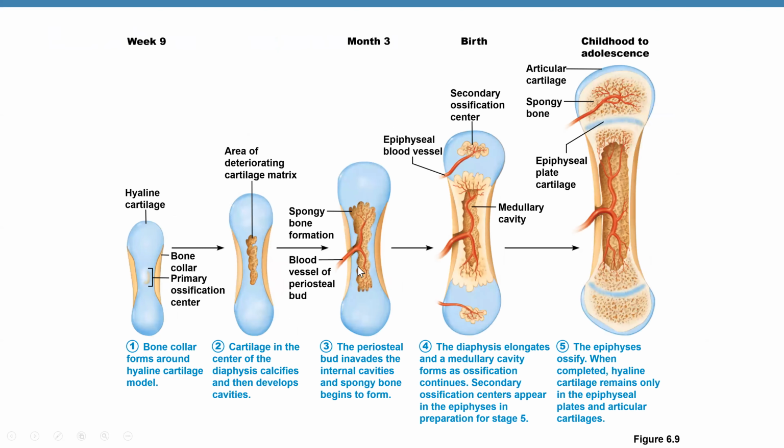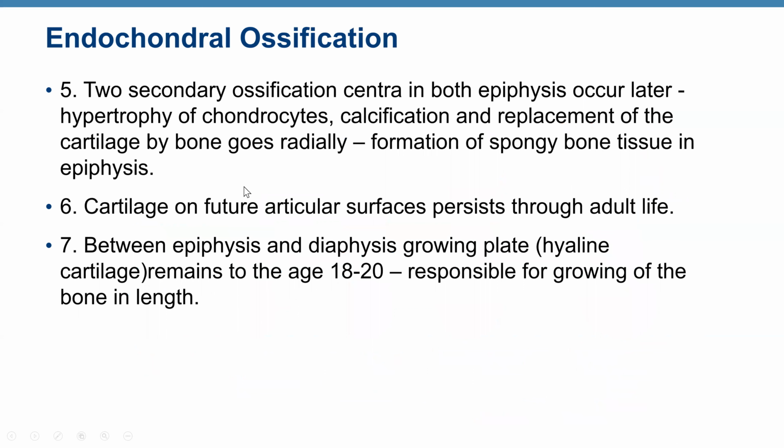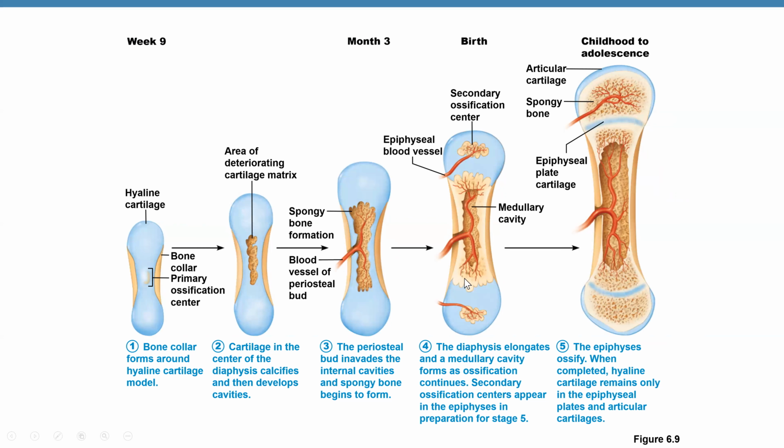So here we continue ossification toward the end of a bone that's called the epiphysis. Then two secondary ossification centers in both epiphyses occur later. Hypertrophy of chondrocytes occurs later, right? Two secondary ossification centers, I'm sorry, this is a spelling mistake, in both epiphyses occur later, right there. We have the formation of secondary ossification centers in both epiphyses.